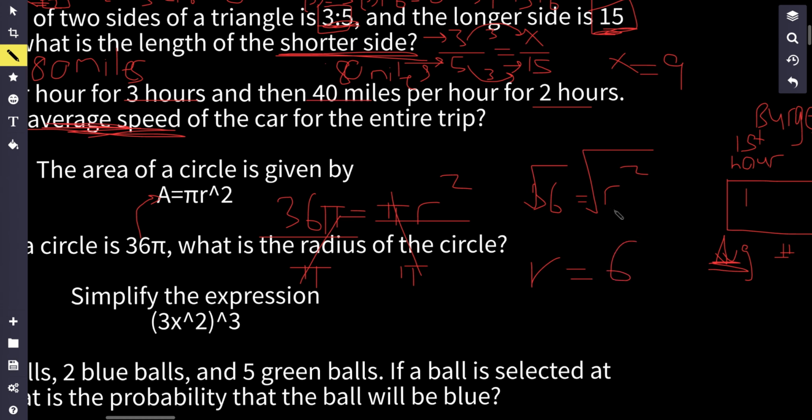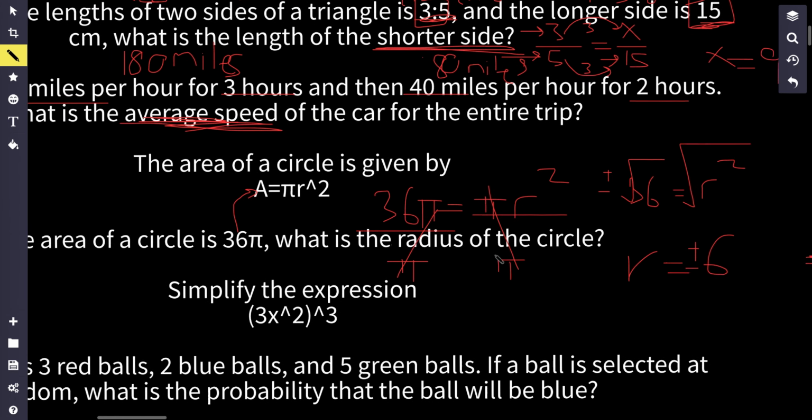We get that r is equal to 6. You might be saying, wait, the square root of this number is just going to be plus or minus the square root of 36. So shouldn't the answer be plus or minus 6? Well, the radius of a circle can't be a negative value, so we're just going to stick with positive 6.